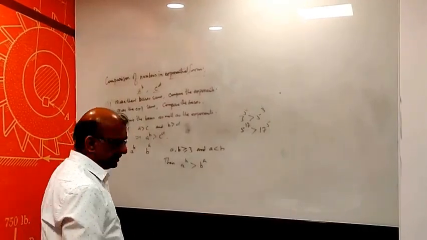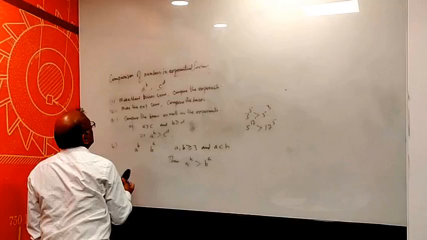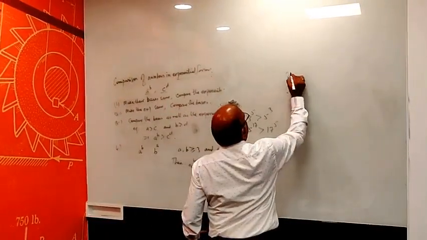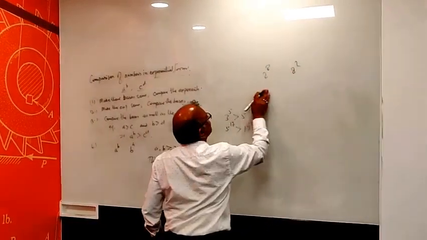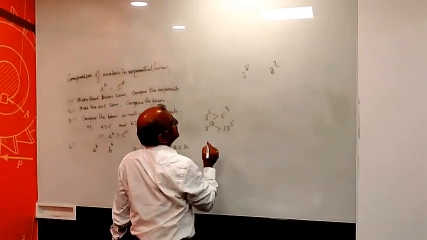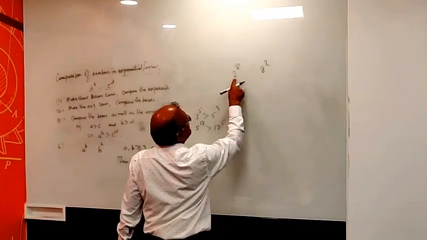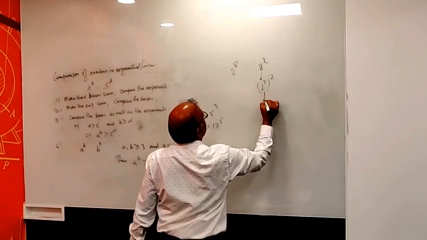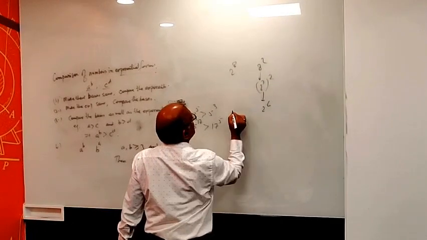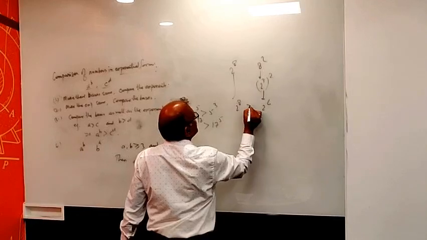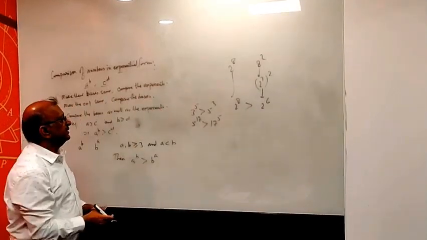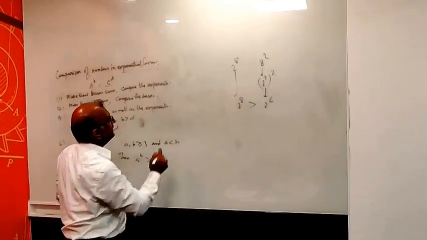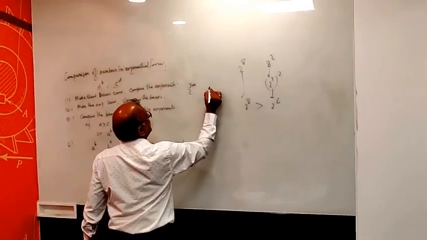Let me take a couple of examples. So if I say 2 raised to power 8 and 8 raised to power 2, which one is bigger? If you look at this, let's make the bases same. This becomes 2 raised to power 3 raised to power 2, which becomes 2 raised to power 6, while this is 2 raised to power 8, and hence this is greater than this. If we take another example, 2 raised to power 300 and 3 raised to power 200.